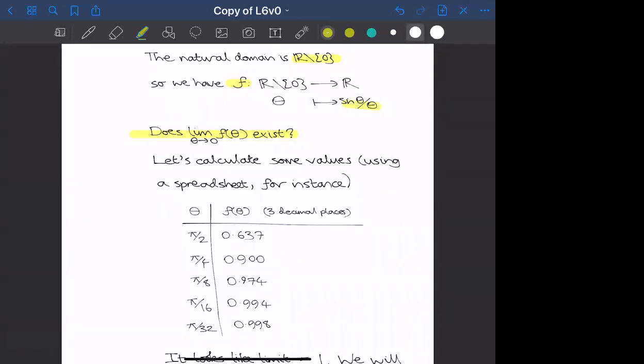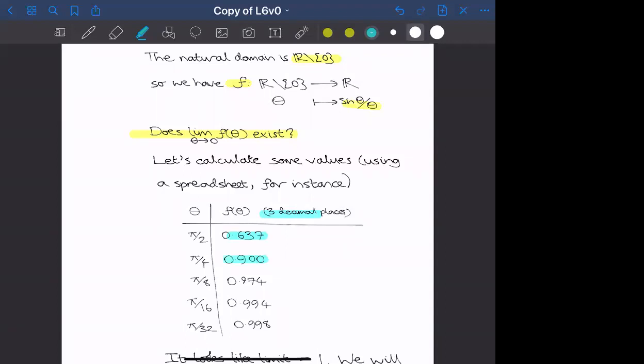Let's start with pi over 2. At pi over 2, remember sine is 1. So the value is 2 over pi. And this is 2 over pi to 3 decimal places. And then I just halve that. So I get pi over 4. And I calculate the value.